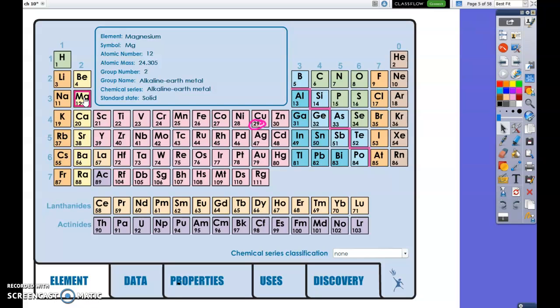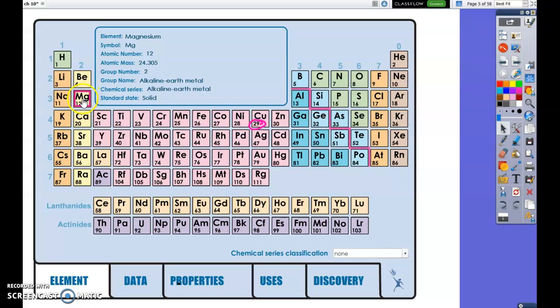We don't use pounds or ounces or even grams when we talk about the mass of atoms because they're so tiny. We use something called atomic mass units, if you remember from earlier this year or 9th grade physical science. So this is in atomic mass units, and we'll talk about that a little bit more later.